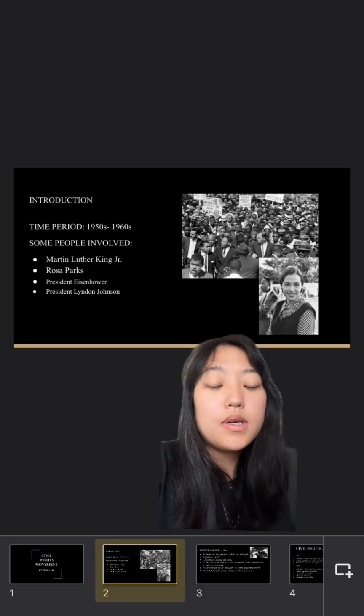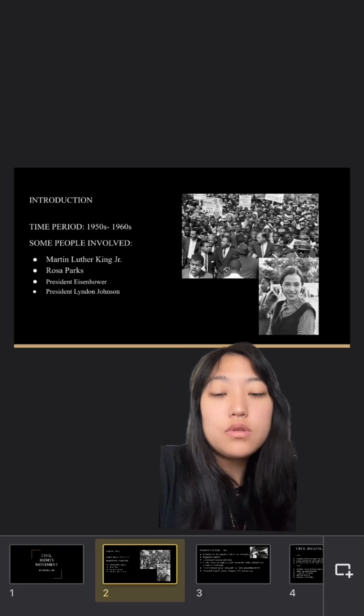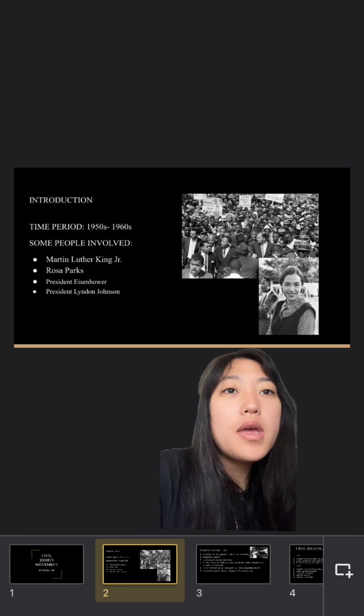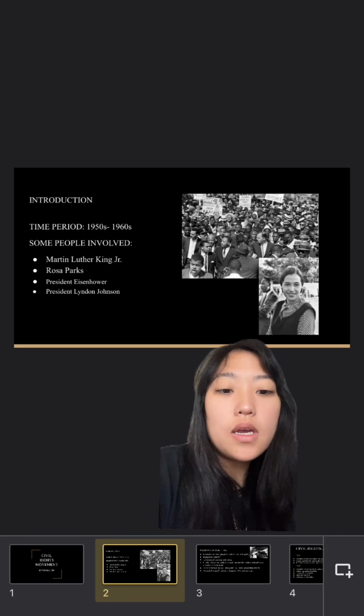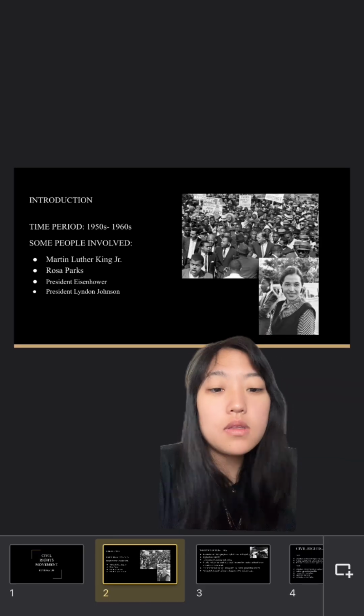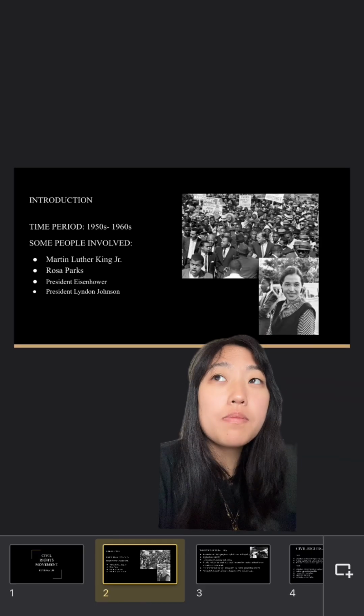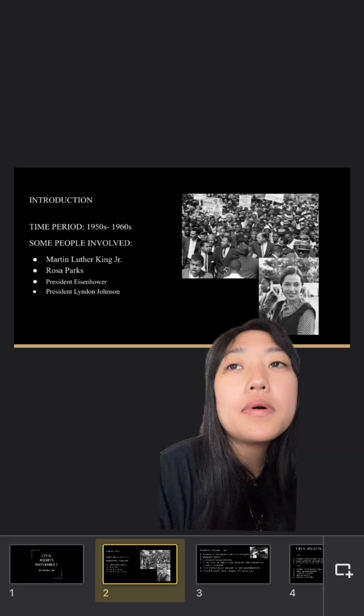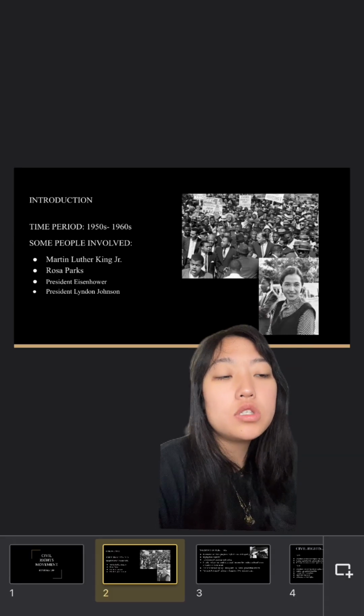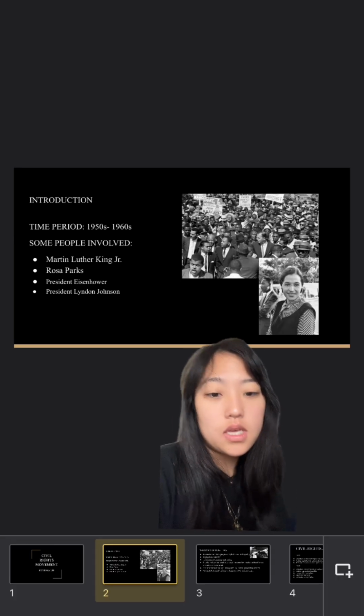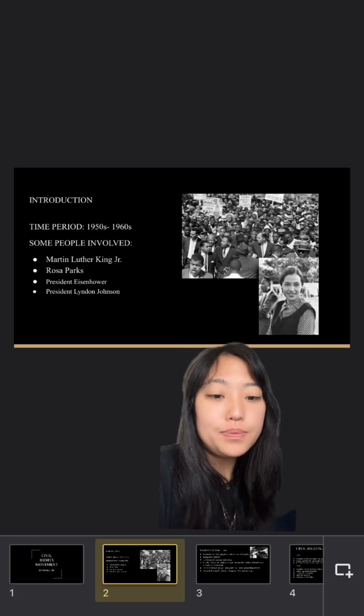And then Rosa Parks was well known for her refusal to get off the bus when they were segregating the black and whites on the buses. The black people had to sit in the back and white people had to sit in the front, but she sat in the front and refused to get off the bus when they tried to remove her.